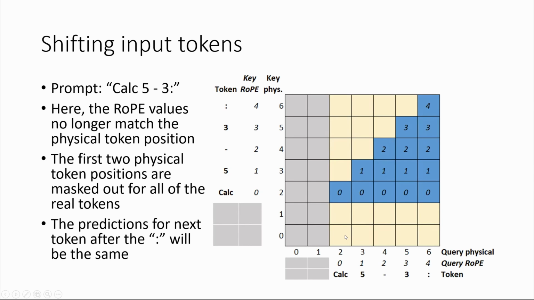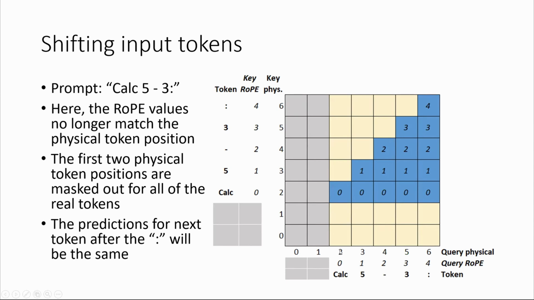So what you see is we now have the same triangle, but all we've done is shift it up and to the right because of inserting two dummy tokens in front of our string. And you'll notice that in this case, calc is still getting rope embedding 0, and 5 is still getting rope embedding 1, just like the previous slide.